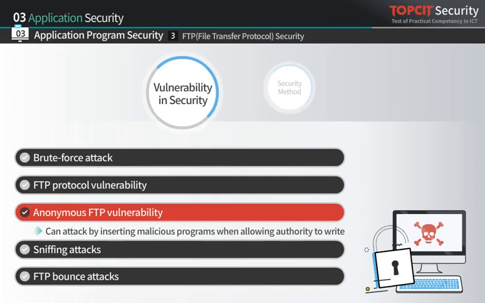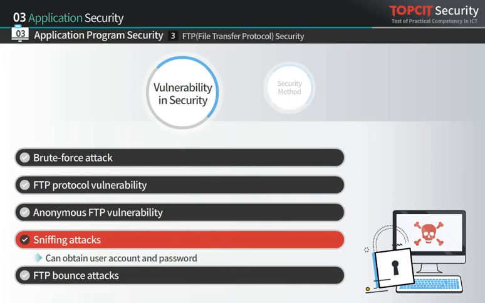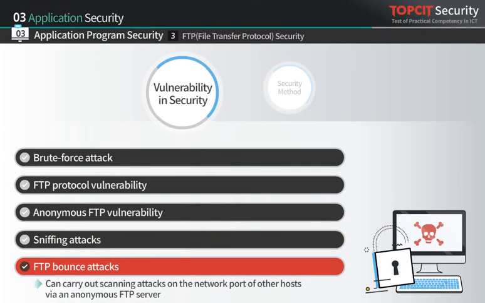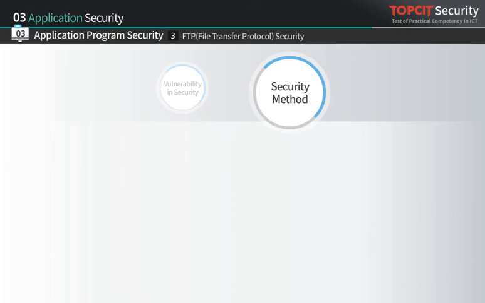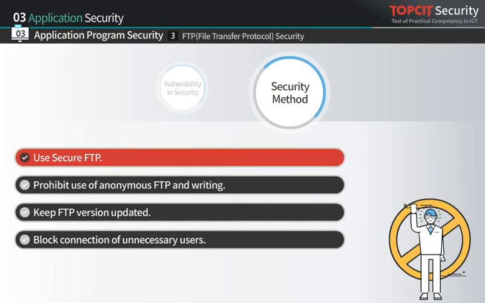As attackers have access to all users, if a user has the authority to write, it is possible for attackers to insert malicious programs. Also, an attacker can obtain user account or password through network sniffing. Moreover, it is vulnerable to scanning attacks on network ports of other hosts via anonymous FTP servers. Let's see how we can respond to the vulnerabilities of FTP security.